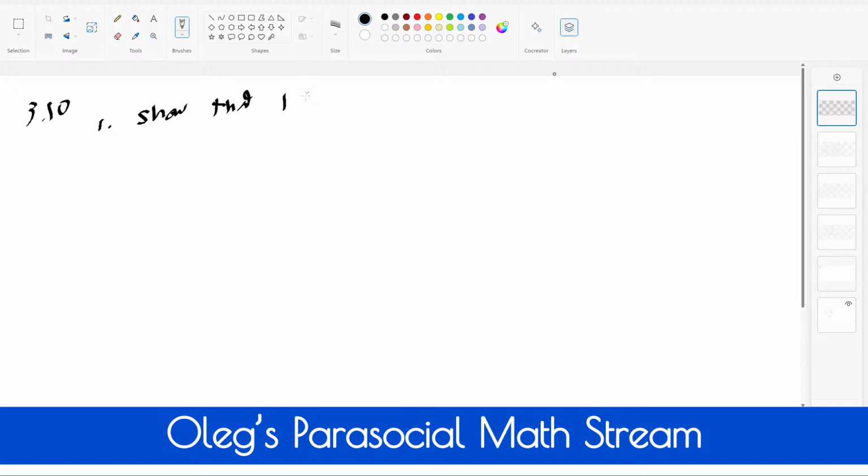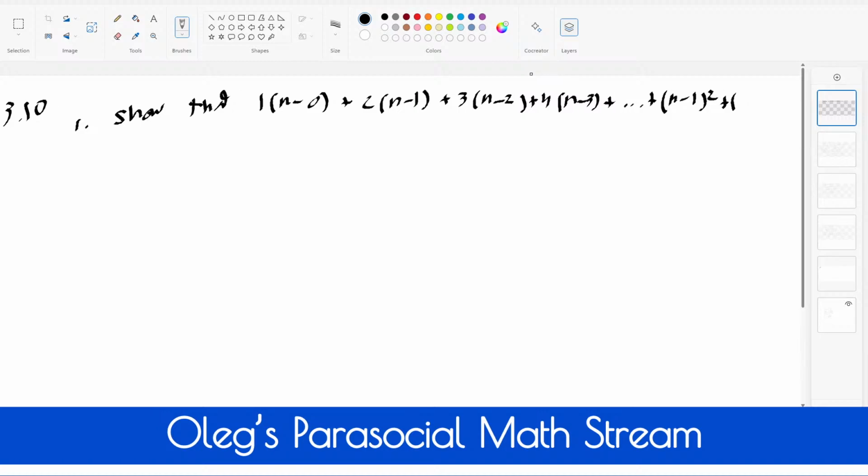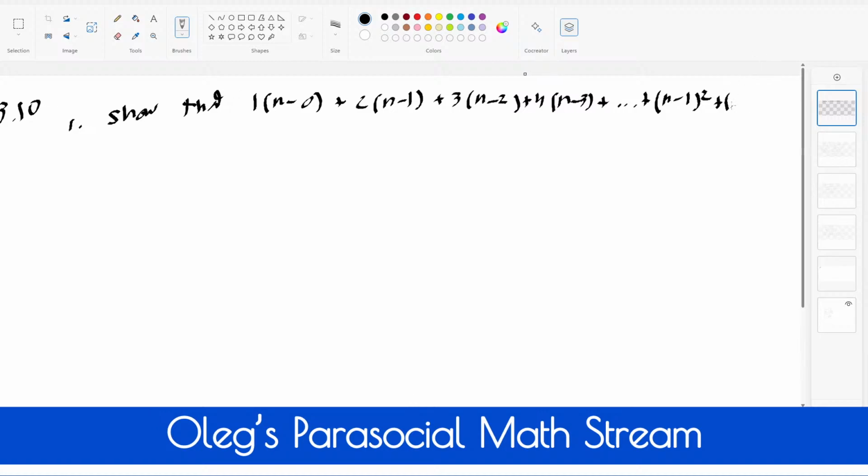show that 1 times n minus 0, plus 2 times n minus 1, plus 3 times n minus 2, plus 4 times n minus 3, plus, up to, n minus 1 squared times 2, plus n minus 0 to the first, is equal to n plus 2 over 3. Okay.